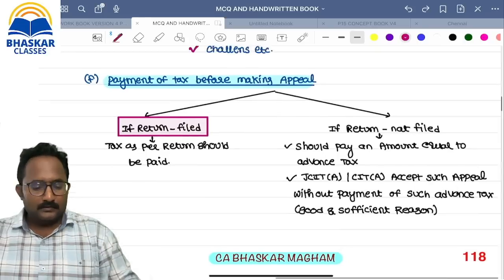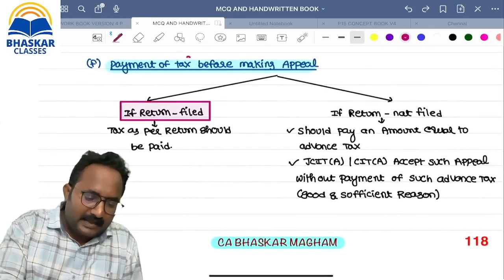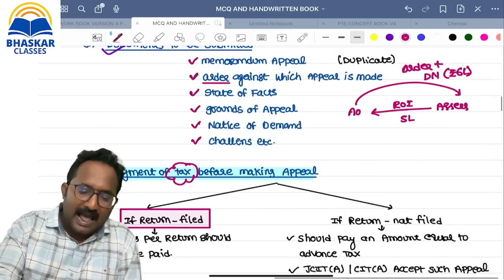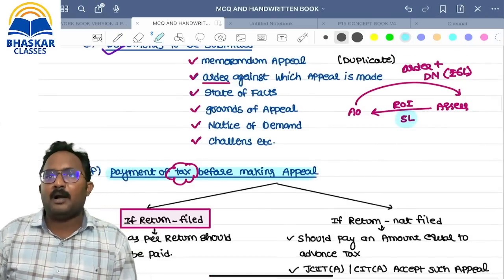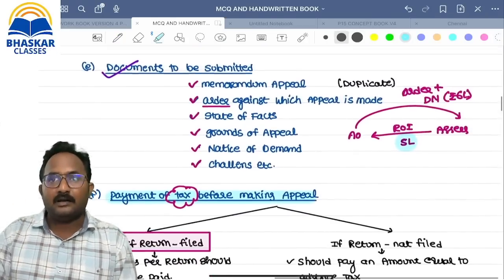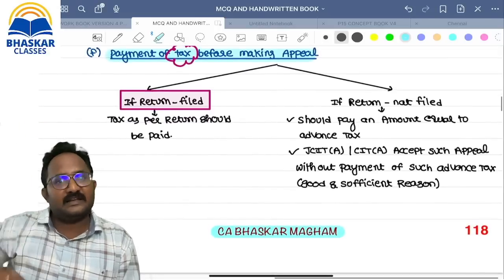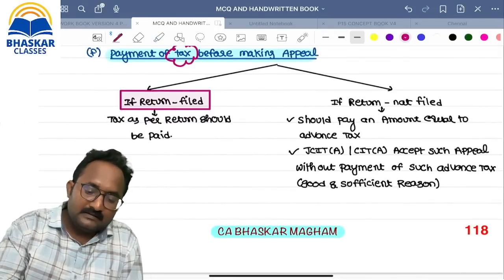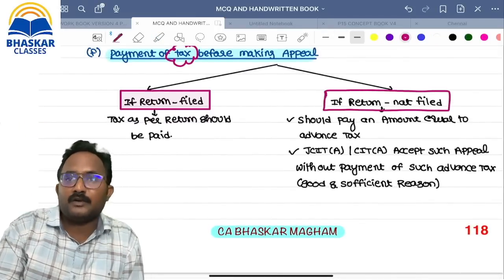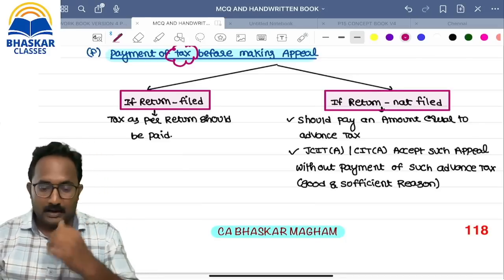Are you clear? Sir, you need to make the payment of tax before going for an appeal. If return is filed as per the return of income, what is the tax liability you have, 5 lakh. If you paid that amount through the challan, then only you are eligible to make an appeal before the CIT appeals. Sir, suppose in some cases you have not filed the return of income, that can also happen. I will create an example.